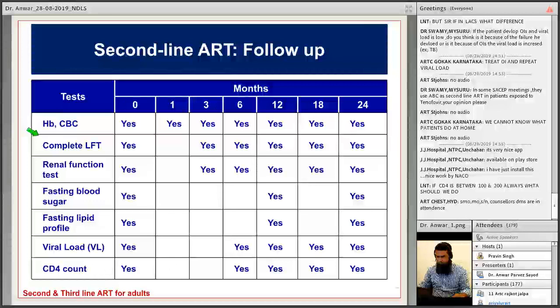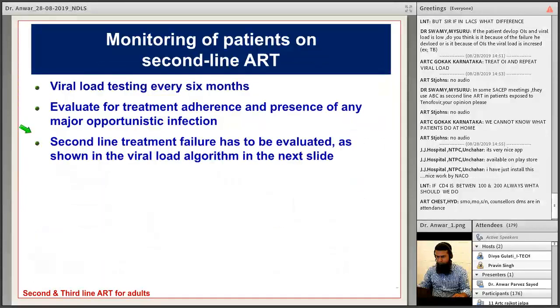And this is how you monitor your patients on second line ART, as these drugs or protease inhibitors, which are the mainstay of second line treatment in our program, may cause metabolic imbalance and or metabolic syndromes. That is why we use all these tests to monitor metabolic syndromes.